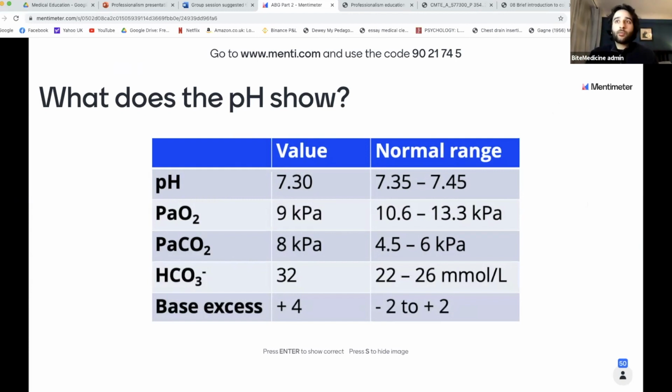Dana in the comments made a good point. Yes, because some places use kilopascals, some places use millimeters of mercury when talking about PaO2, PaCO2. They're both just different units. In the UK, we often use kilopascals, but we can use both. I've just chosen kilopascals here because it's what I'm used to and what we use generally. So let's see what you all think.